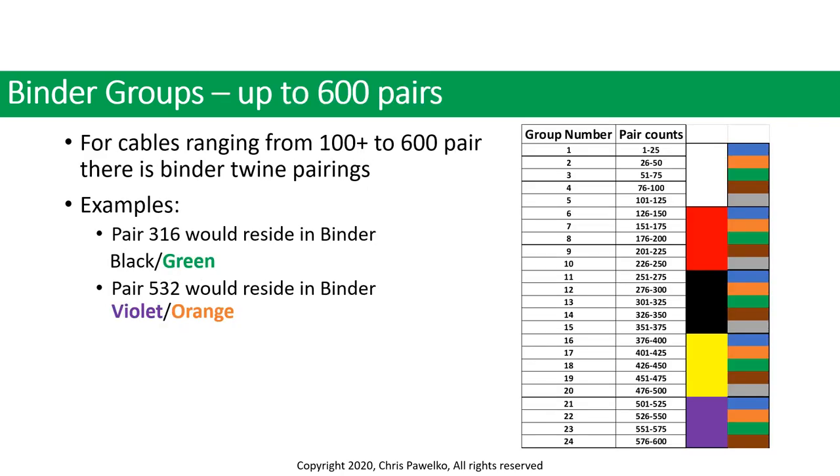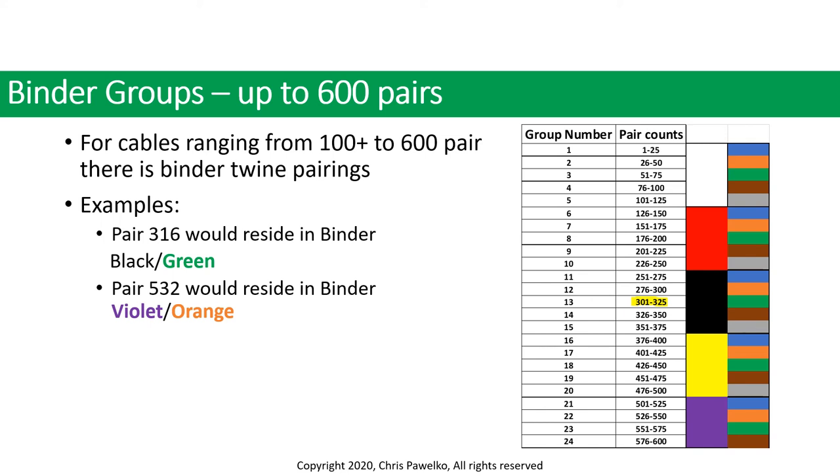Now we're going to take a look at what happens when we have cable pairs going up to 600 pairs. There are specific binder groups for this, and we will take a look at a couple of examples. We're going to take a look at pair 316. The first thing we want to do is take a look at the pair counts, and we notice that there is the range between 301 and 325. So the 600 pair binder group that it will be in will be the black binder group, and it will associate with the green binder group for the individual 100 pair.